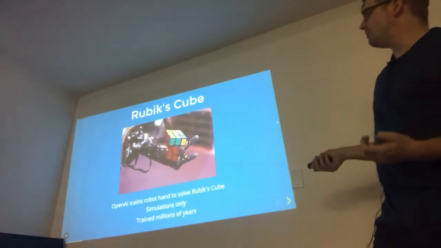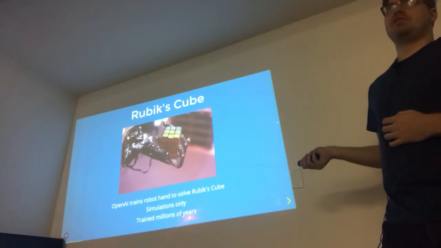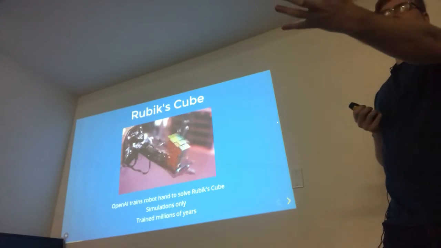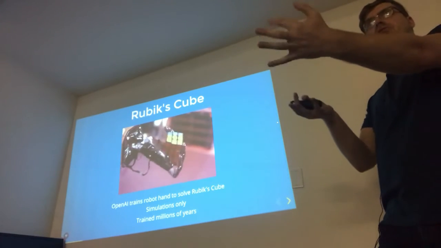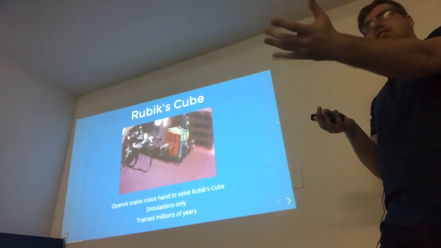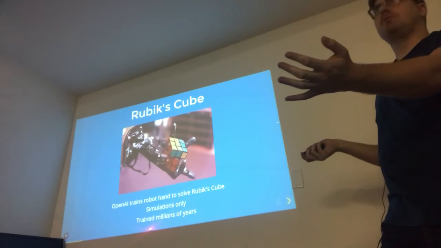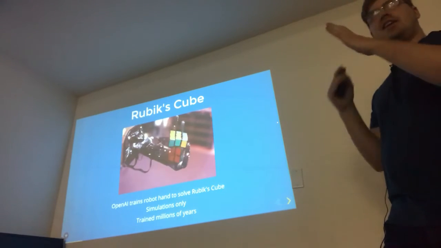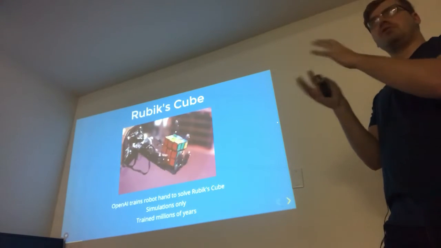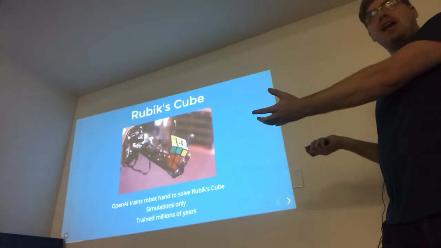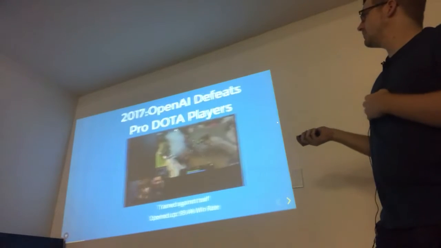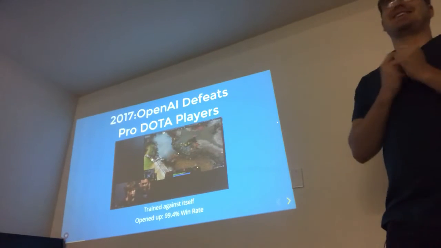So in a computer, they trained it for millions of years because they trained it with dozens of hands, and then they sped it up. So the computer was learning all these things at the same time, and so it only took a couple of weeks in real time, but to the computer, it was millions of years of training. Then they put that model into the real robot hand, and it worked. Okay, this one's really cool. I like this one a lot.